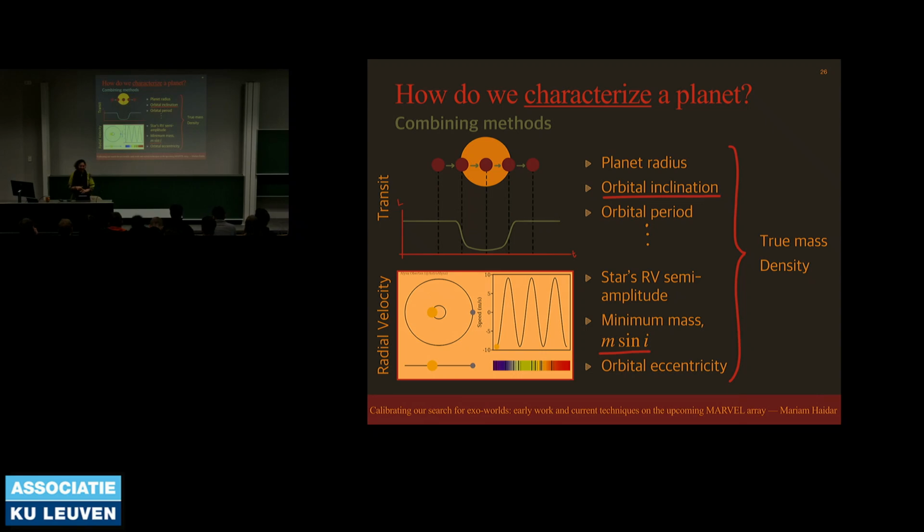Really understanding the nature of the planet system itself rather than just trying to detect a planet, right? Because now we're in the age where we want to characterize and want to know more. So how do we do that? How do we know more?